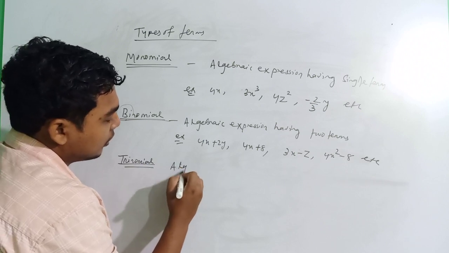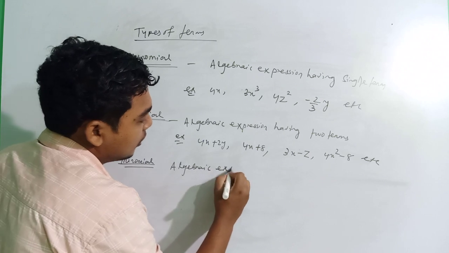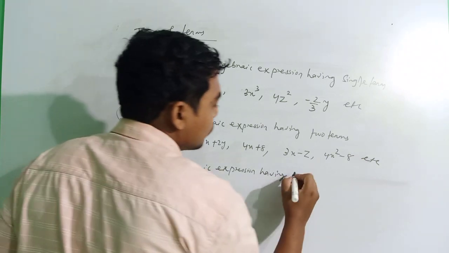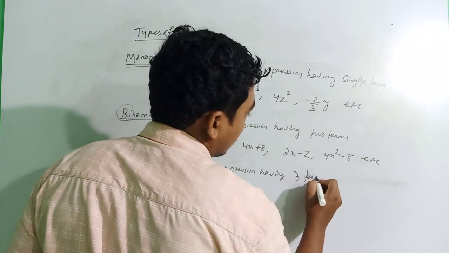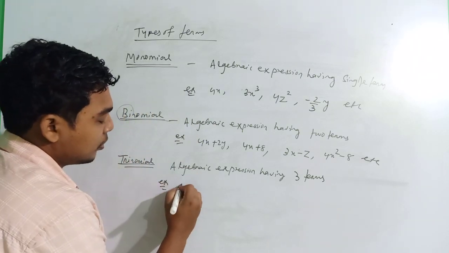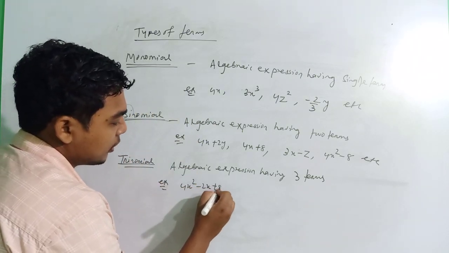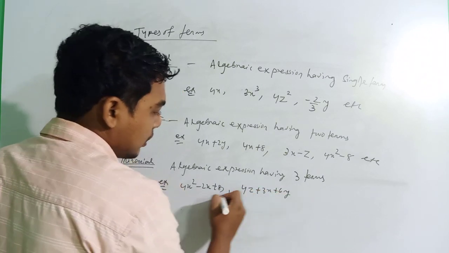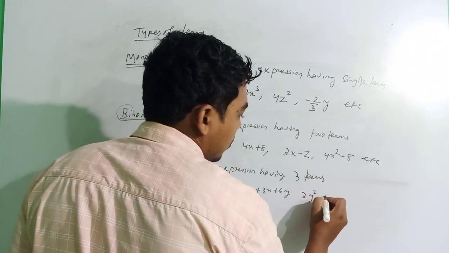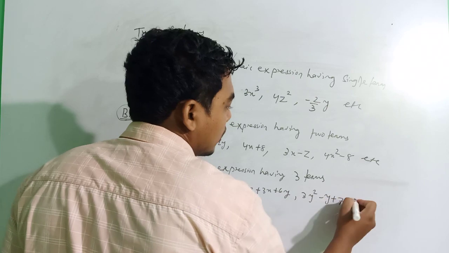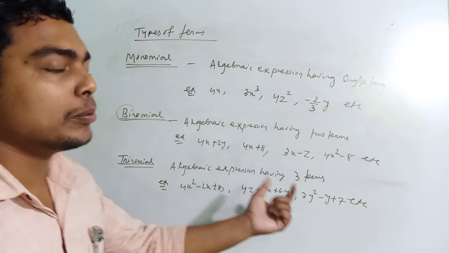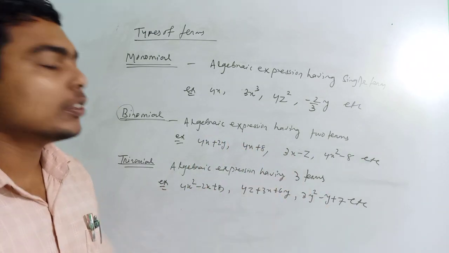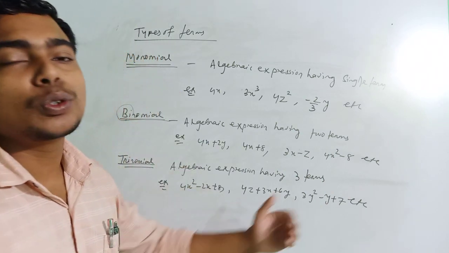Then trinomial. An algebraic expression having three terms. For example, 4x square minus 2x plus 8, then 4z plus 3x plus 6y, or 3y square minus y plus 7. Algebraic expressions having three terms are trinomials. Then an algebraic expression having four terms is a quadrinomial, and so on.